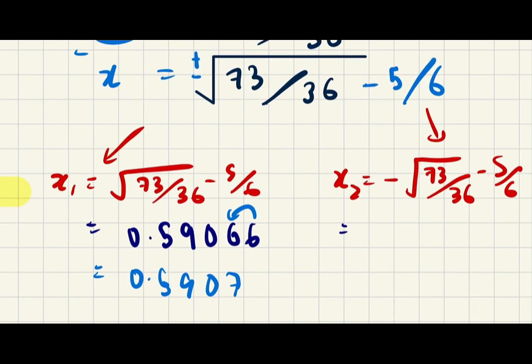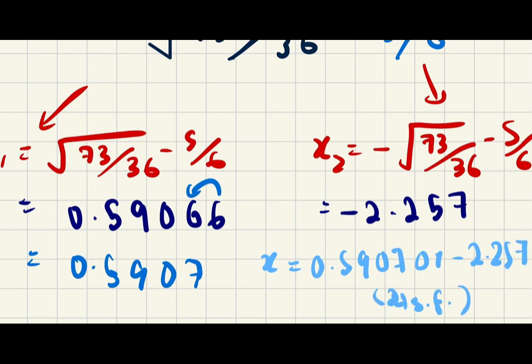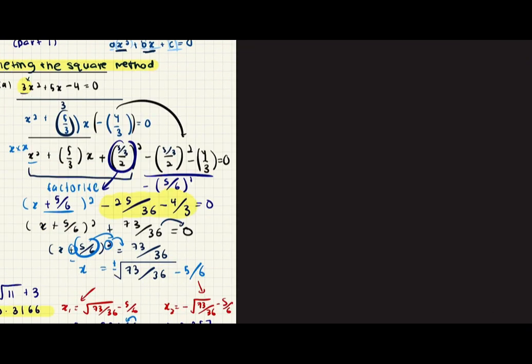Now what about this one? If you negative square root of 73 over 36 minus 5 over 6, you will get negative 2.257. Okay, so this is already rounded off. So this is x is equal to 0.5907 or negative 2.257 for significant figures. Okay, so that is your answer. Alright, so what about the next one? Let's look at the next one for the quadratic formula.